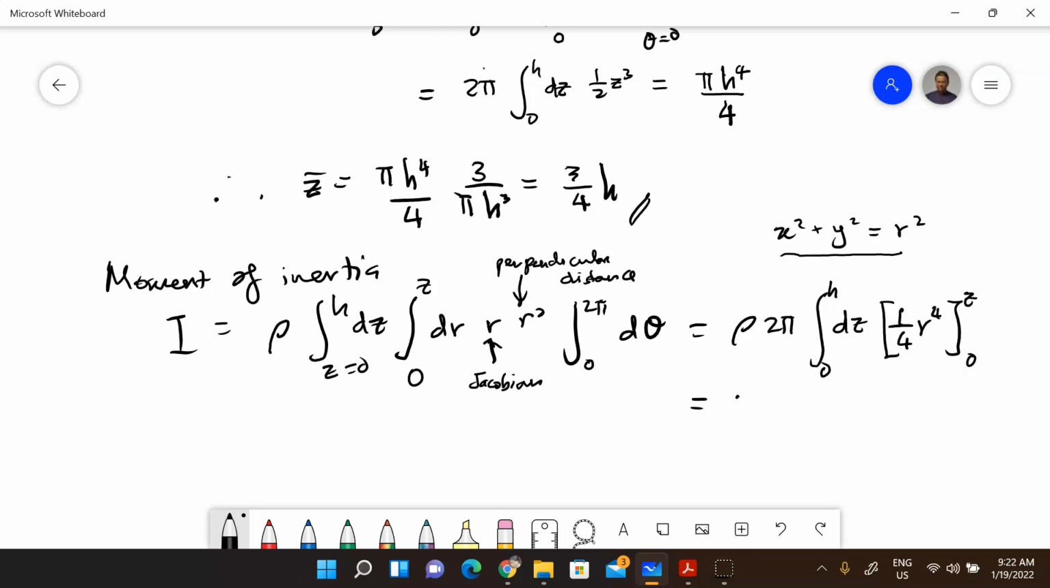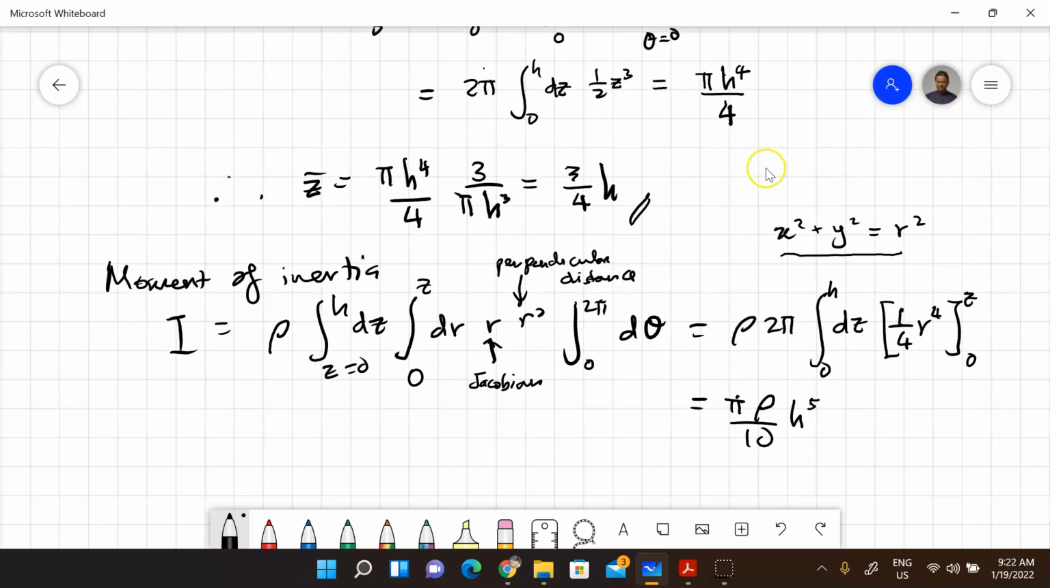Hang on a minute, yes, pi rho over 10. Where's the 10 coming from? This is a factor of 2 here, and then when you integrate z to the fourth, you get 1 over 5, so you get 5 times 2 at the bottom. So pi rho over 10 h to the 5th.